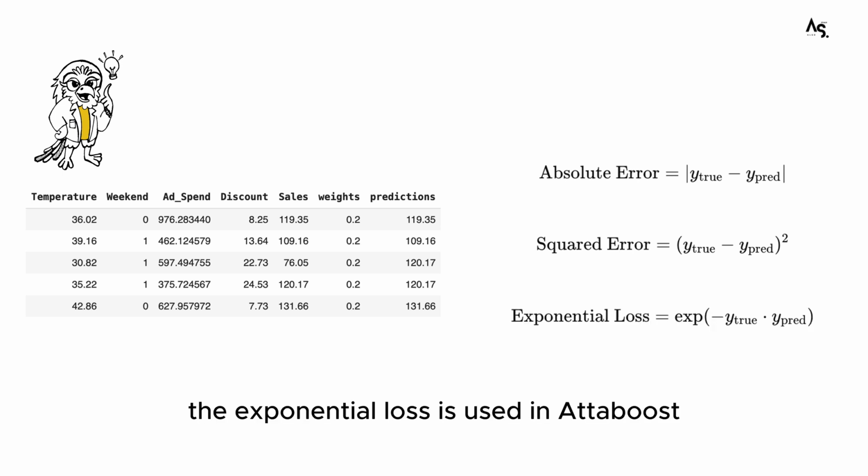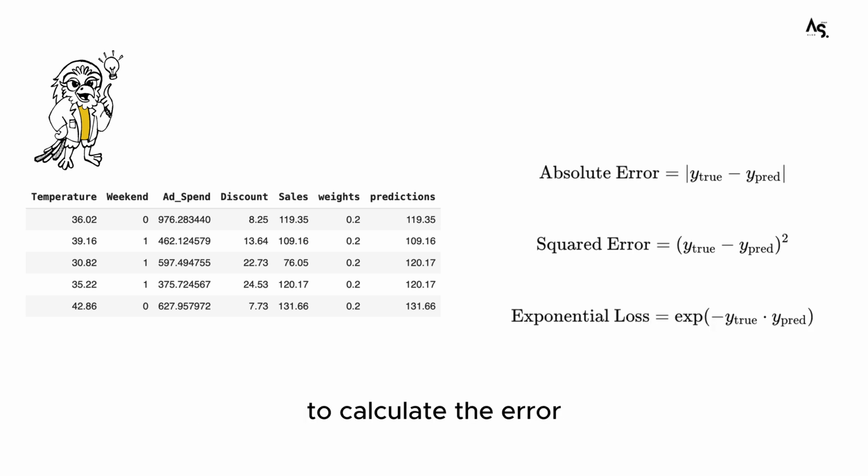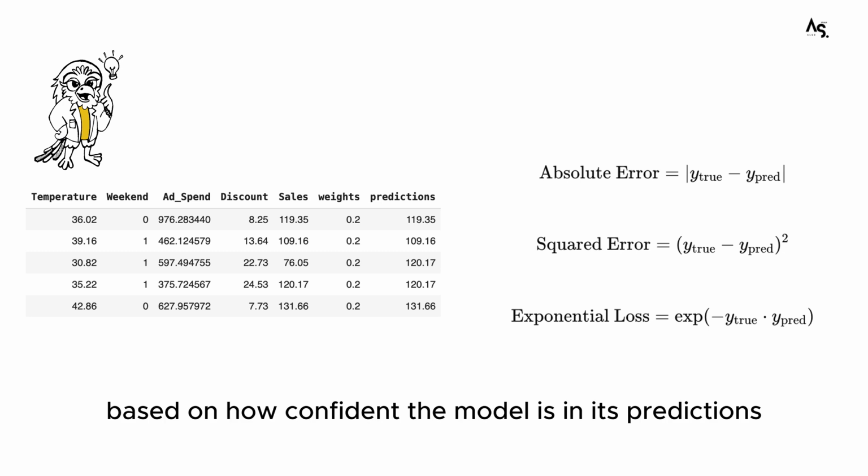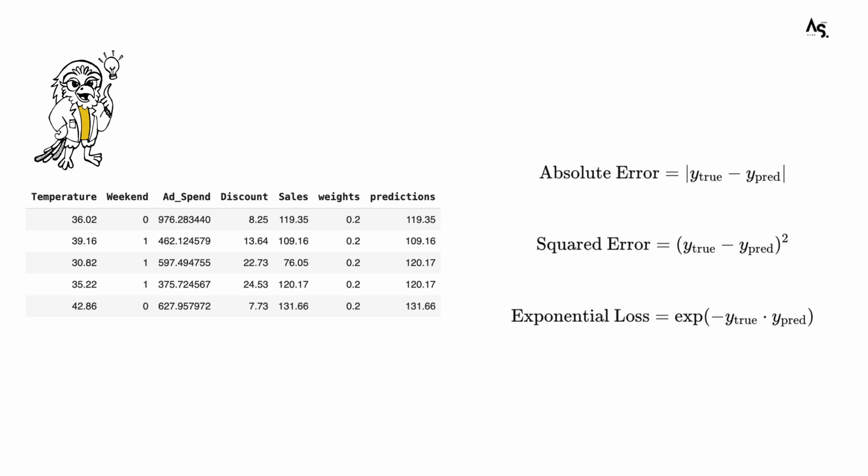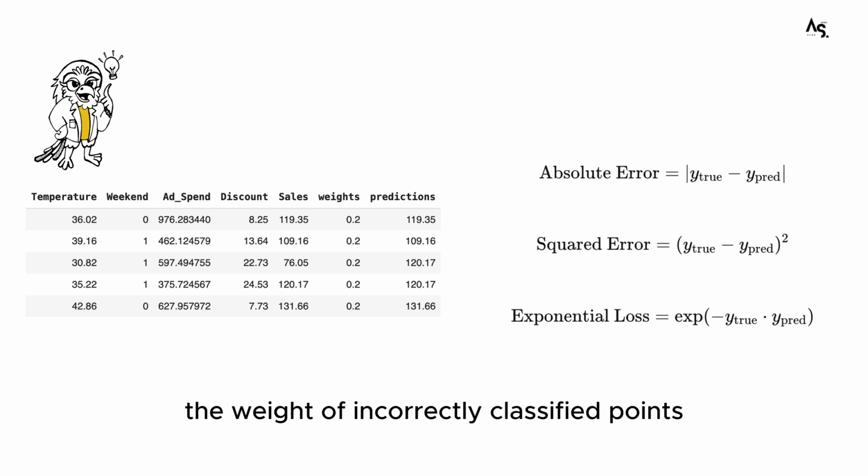The exponential loss is used in AdaBoost to calculate the error based on how confident the model is in its predictions. This loss function increases the weight of incorrectly classified points during training.